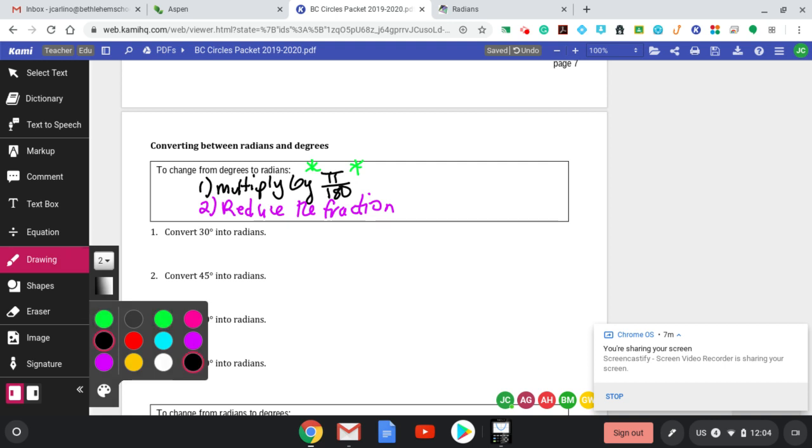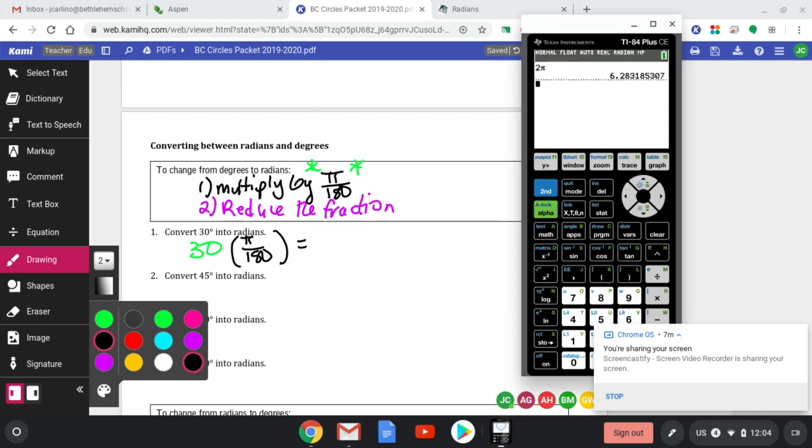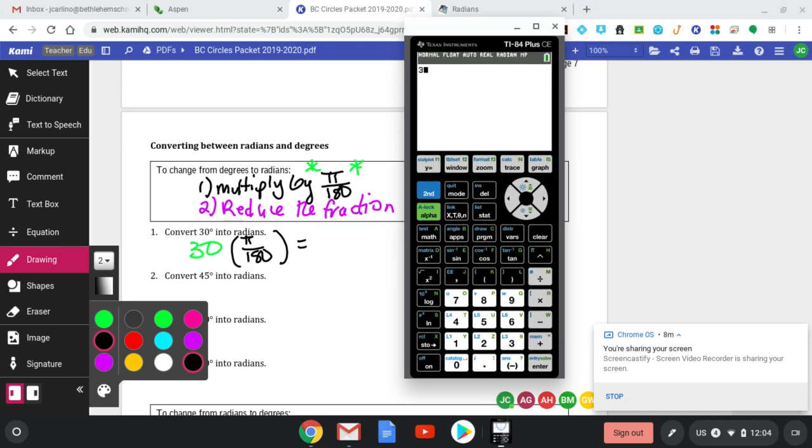So let's get going here. The first one: convert 30 degrees into radians. If I have a 30-degree angle, what is that in radians? So I'm going to take 30 degrees and multiply it by pi over 180. Please just watch the video right now and watch me do this. I take 30 and multiply it by pi over 180.